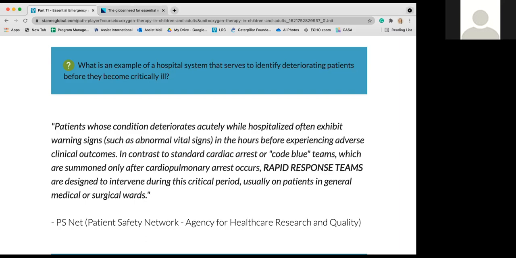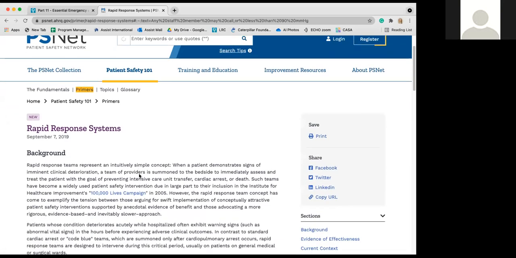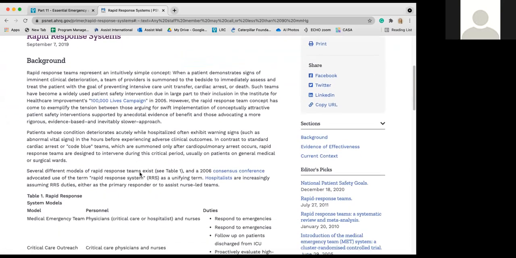So I think it's something to think about. How can we have a rapid response team where the nurse who sees the patient in the ward will be able to call the doctor and the other nurses with critical care expertise, to be able to manage the patient before they have complications?